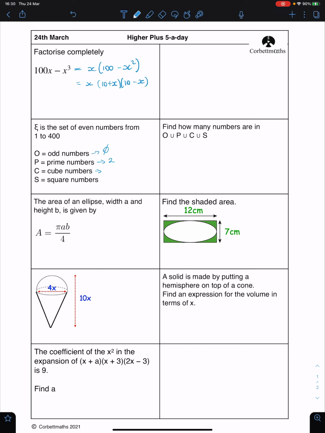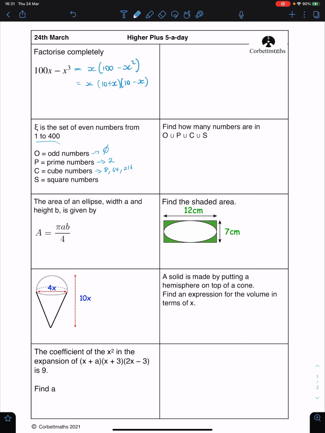So 1 cubed is not even, so we can leave out that one. We've got 2 cubed, which is 8. 3 cubed is not even. 4 cubed is 64. 5 cubed is not even. 6 cubed is 216. 7 cubed is not even. 8 cubed is 512. 9 cubed is 729, but it's also not even. And then 10 cubed is, well, to be honest, did I even need 512? No, because it's not from 1 to 400. How about that? So let me leave that one out.